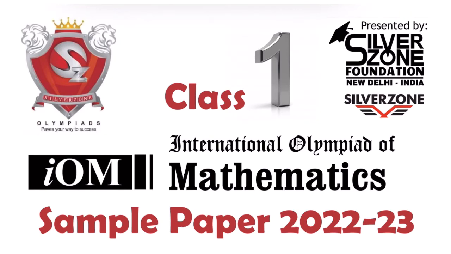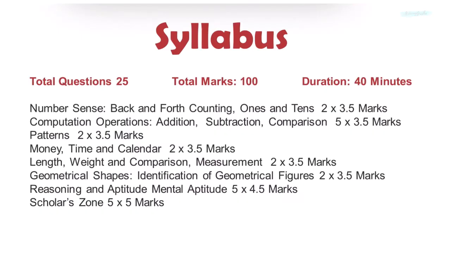In this video, we will discuss the IOM, International Olympiad of Mathematics, sample paper for class 1. Total number of questions will be 25, total marks will be 100 and duration will be 40 minutes. You can pause the video to review the syllabus.